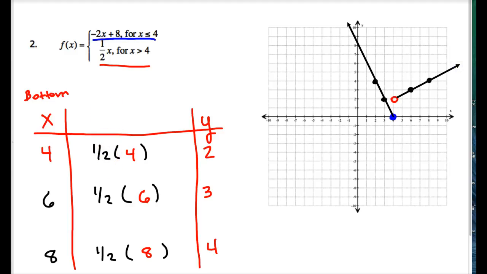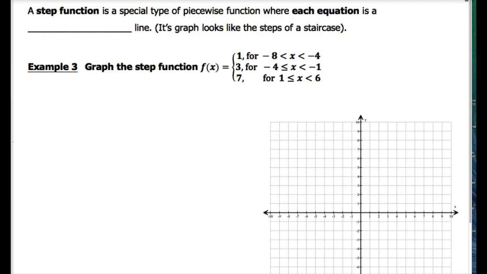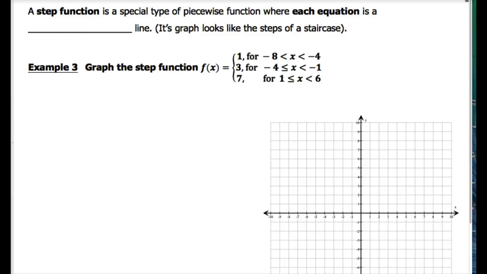Okay, so that's how you graph a piecewise function. We're going to take a look now at another type of piecewise function. This is a special type of function. This is called a step function, and it's just one where each equation is a horizontal line.